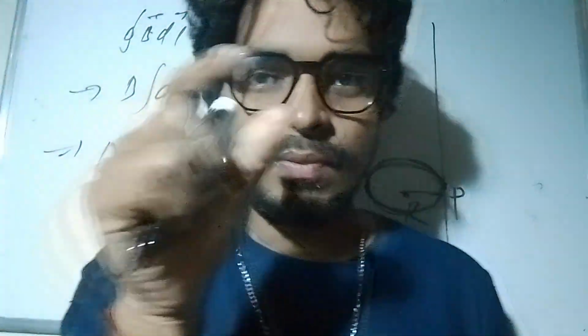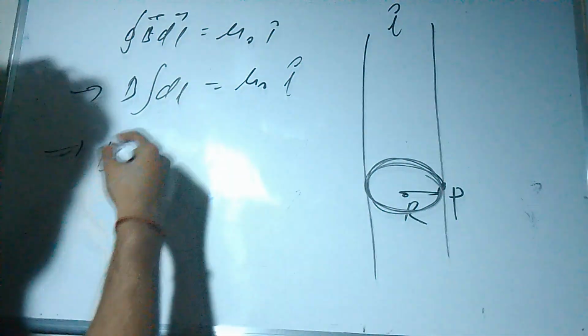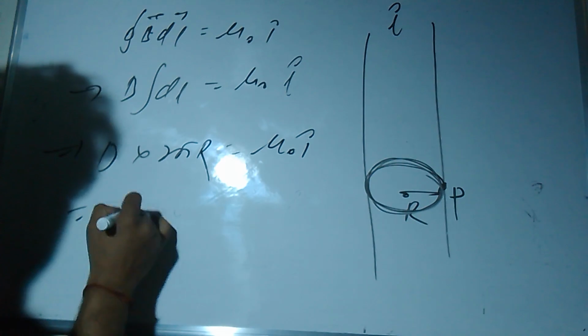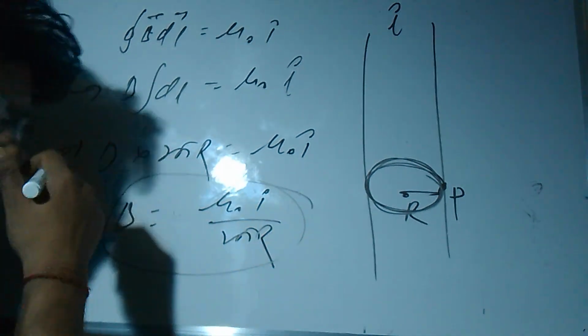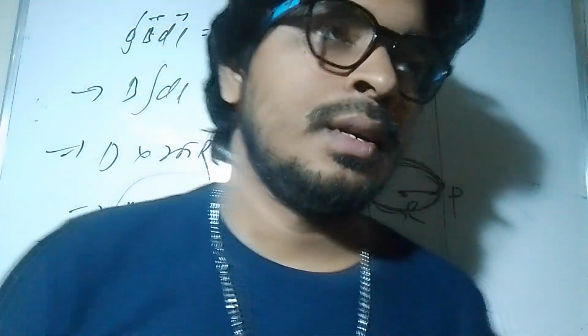So if you add all the strip length of the whole loop, it will come to 2 pi r. Just write over here 2 pi r. So mu naught 2 pi r equals mu naught I. From here you can find the magnetic field: mu naught I divided by 2 pi r. Again, this is very important and useful. If the question comes directly, you can solve it directly. So this is the thing.